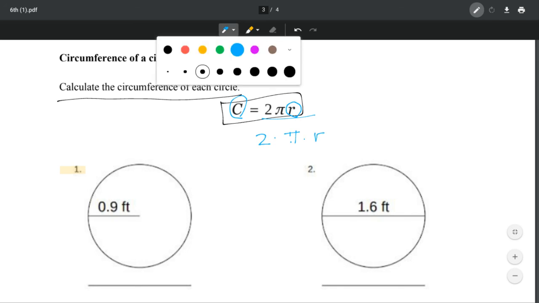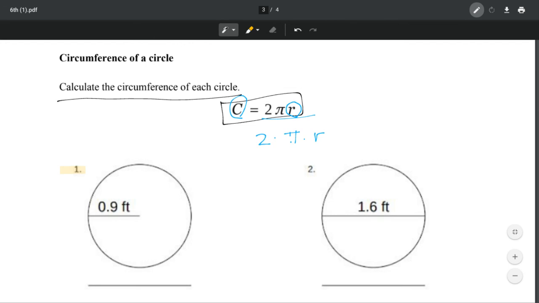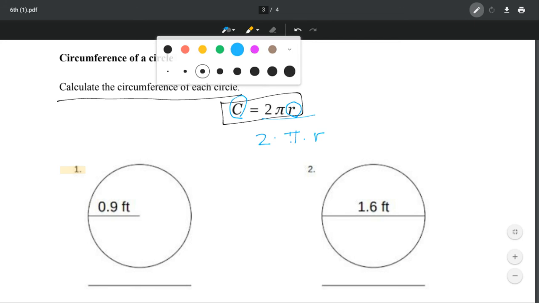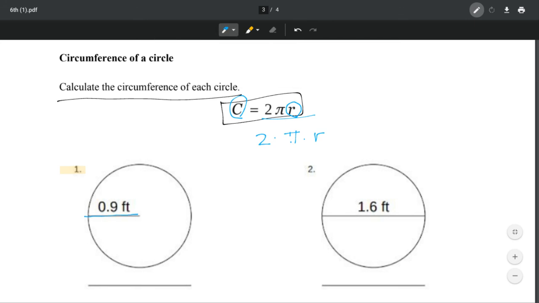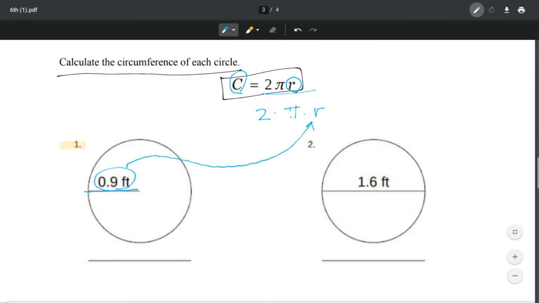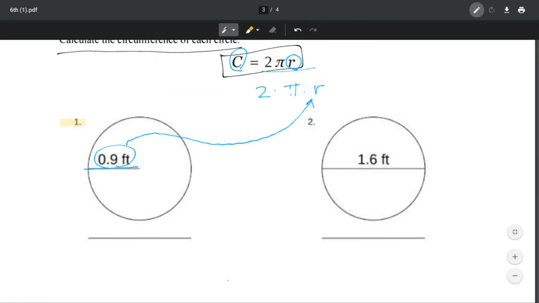Okay, so let's look at number 1. We have a radius. So we know that this is a radius, right? And so we have a radius of 0.9, right? And so we're going to substitute 0.9 for R. So if you rewrite it, then we get circumference equals 2 times pi times 0.9 feet.